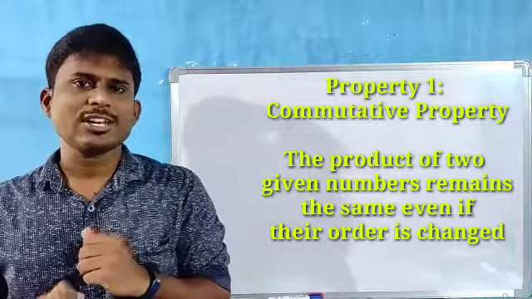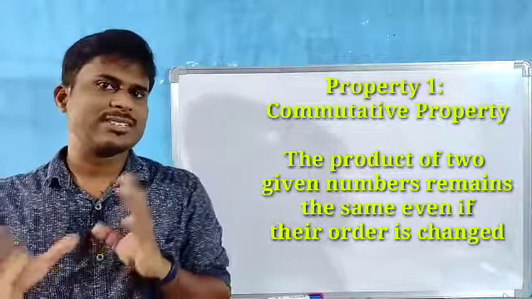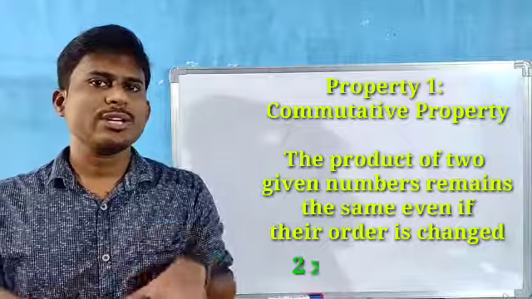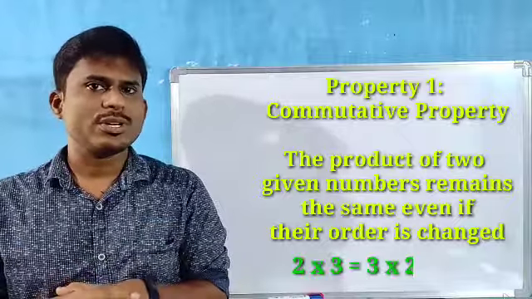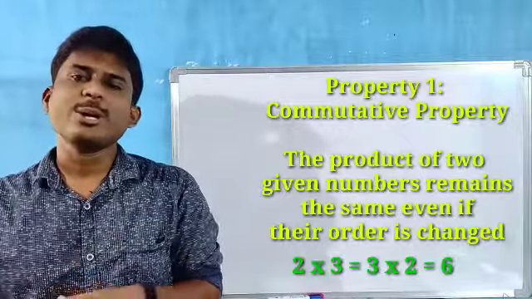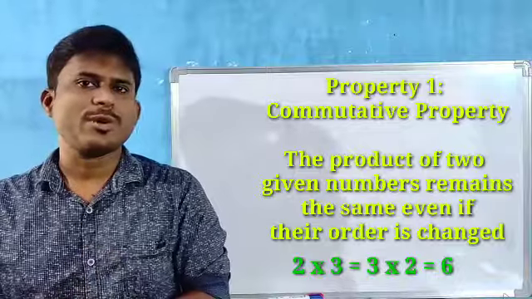See children, just now I arranged the same 6 glasses in a different way. 2 into 3 and 3 into 2, 6. The same answer we got. So this is nothing but the commutative property, children.